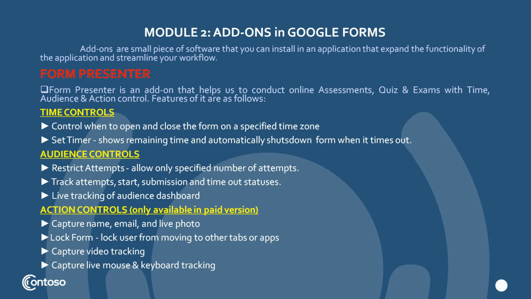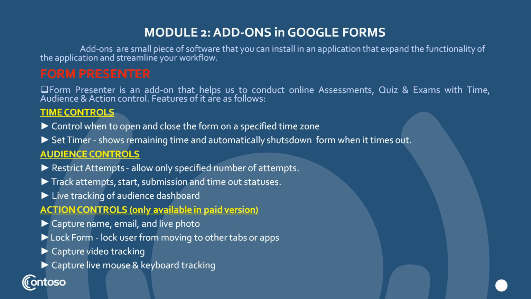The third control is action control. This is only available in the paid version. The features in this control are capture name, email, and live photo, capture video tracking, and lock form. This locks the user from moving to other tabs or apps. And finally, it captures live mouse and keyboard tracking.